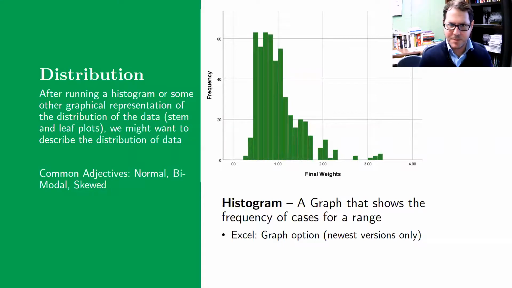And so if you think about what a histogram is doing, it's taking the range of all the values across the x-axis. So in this case, it goes from basically 0 to 4, and then it groups those into little ranges.